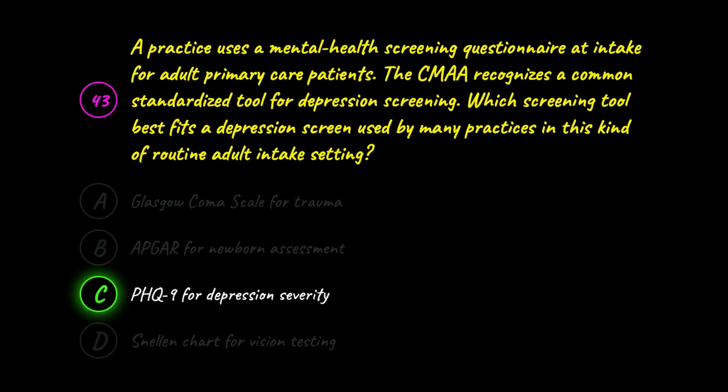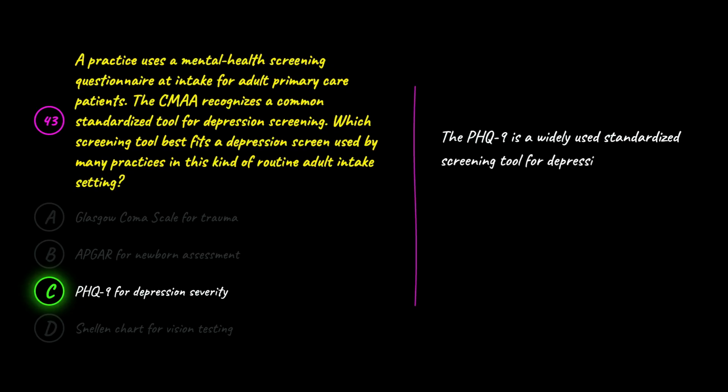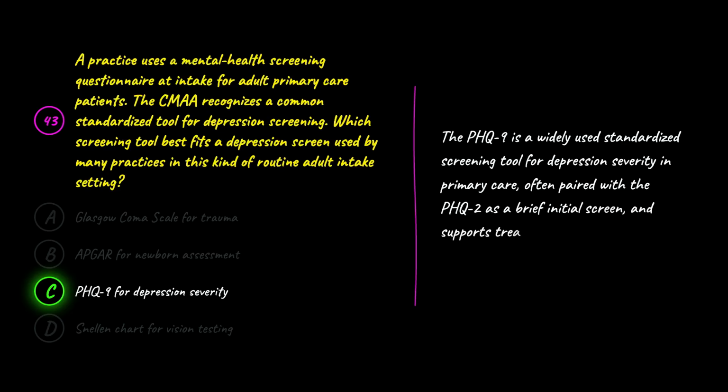The correct answer is C. PHQ-9 for depression severity. C is correct because the PHQ-9 is a widely used standardized screening tool for depression severity in primary care, often paired with the PHQ-2 as a brief initial screen, and supports treatment decisions and monitoring across the care relationship.